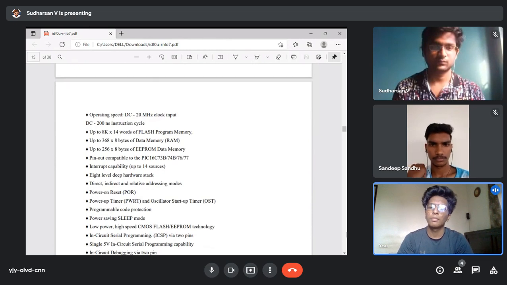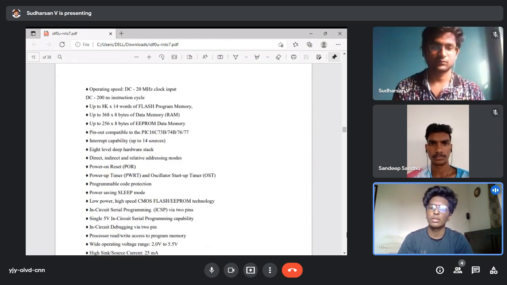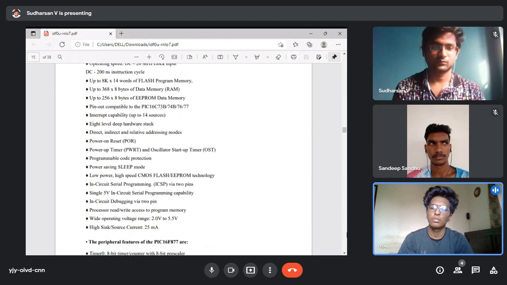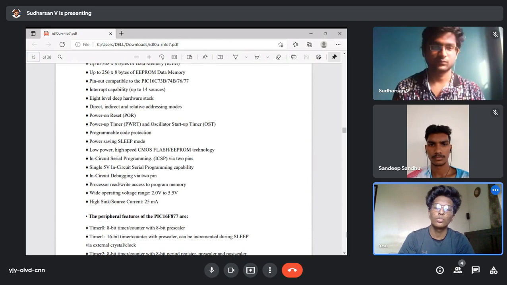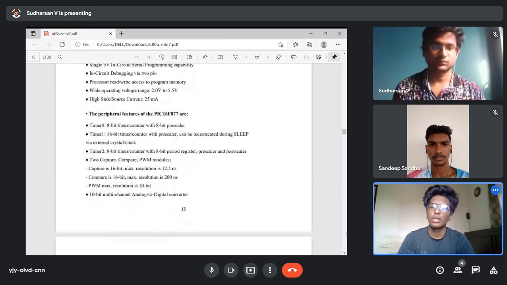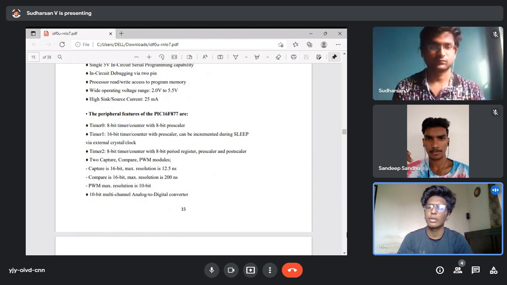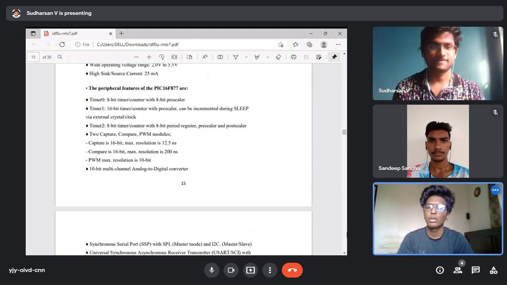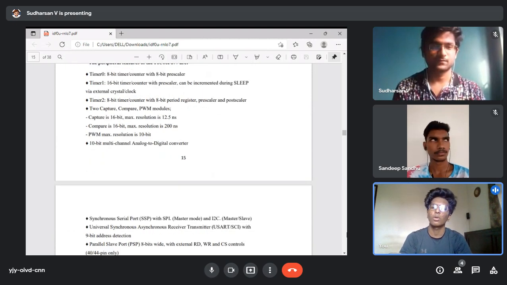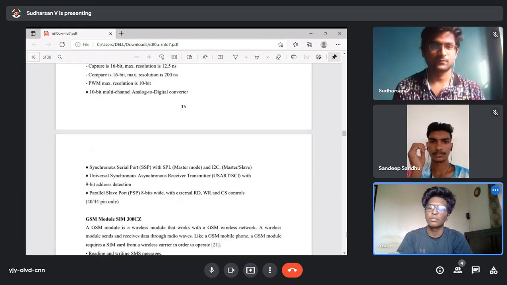Eight-level deep hardware stack. Power-up timer. Wide operating voltage range, 2 to 5.5 volts. Particular features of the PIC16F877A are Timer 1 and Timer 2, with an 8-bit timer/counter with an 8-bit prescaler, and a 10-bit multi-channel analog to digital converter.